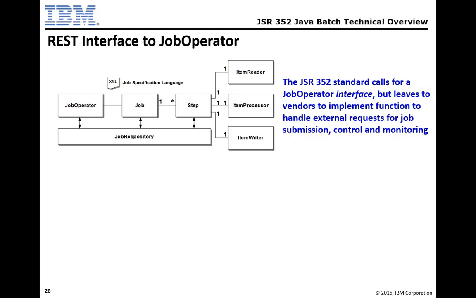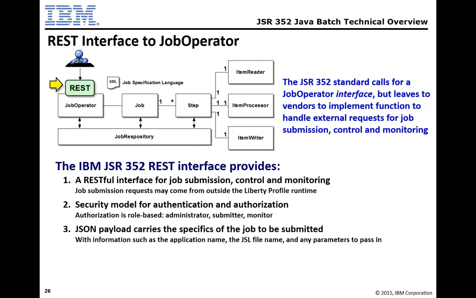The JSR352 standard calls for a job operator to be available, and it details the interface requirements of the job operator. But it doesn't spell out any details about how external or remote clients would access the job operator. To address this, IBM has created a REST interface to the job operator function of JSR352. This provides a way to remotely submit, monitor, and control Java batch jobs running in the IBM JSR352 runtime. The REST interface provides a security layer as well. It provides a point for authenticating users seeking to use the interface, and it provides a role-based mechanism for granting access to the functions of the REST interface.